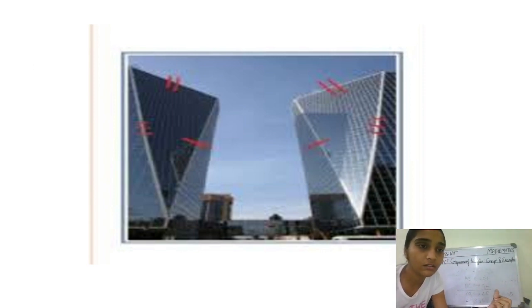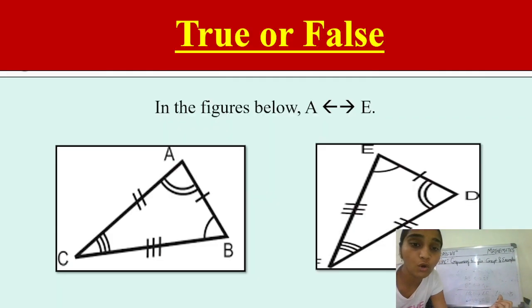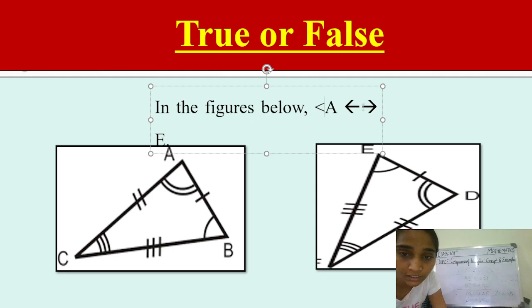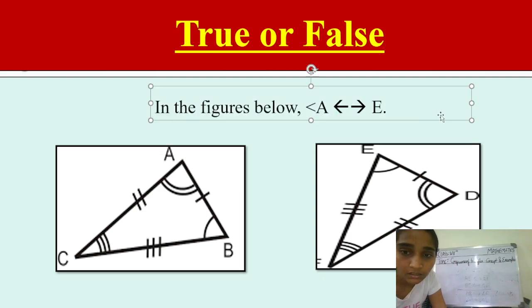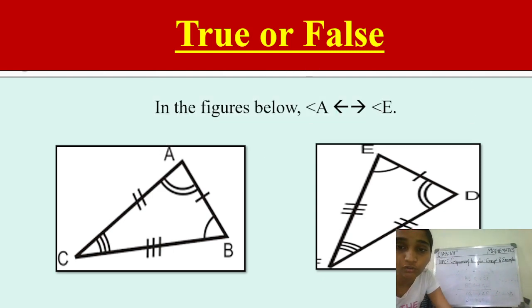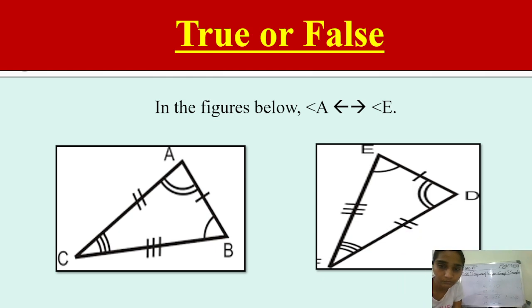Now students, what you have to do is opt for the true or false statement. In the figures given below, is angle A corresponding to angle E or not? Okay, they are saying angle A is corresponding to angle E, so you have to give the statement as true or false. Yes, you can write your responses in the comment section, and the reason also. What do you think? The reason behind the same.